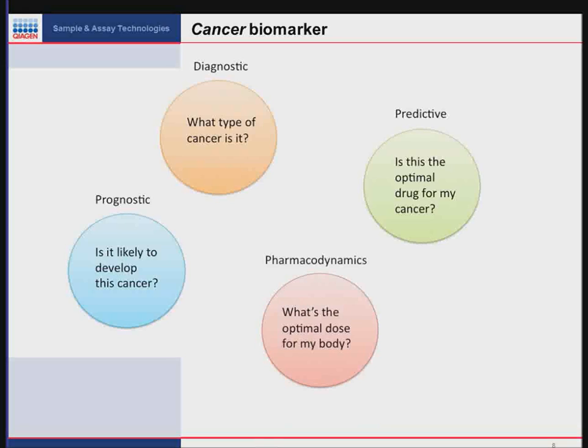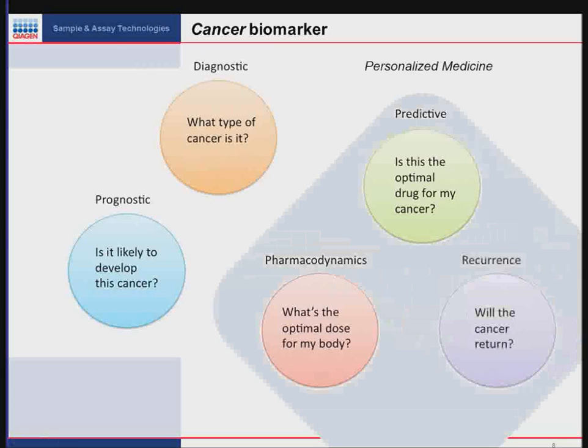Pharmacodynamic biomarkers would be designed to help the doctor decide what the optimum dose of a drug would be for you, and there are a number of these on the market as well. These will also fall in the realm of personalized genomics and personalized medicine, because obviously everyone is different in terms of the complement of genes that they have.